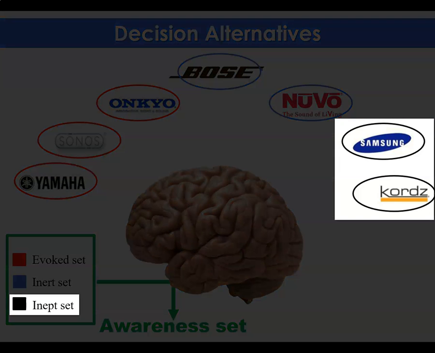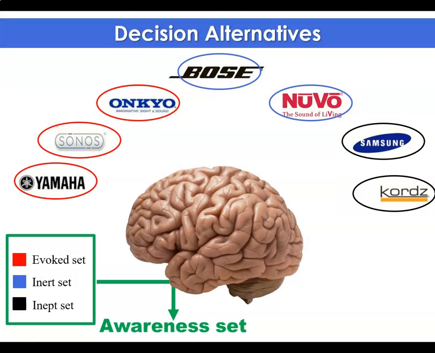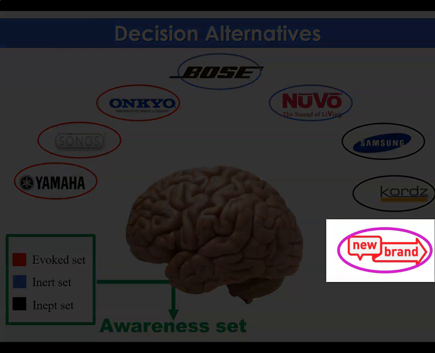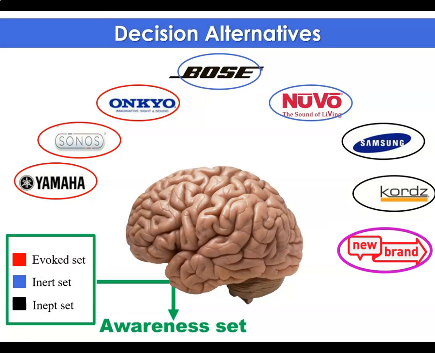The brands circled in black are a marketer's nightmare. They are known as the inept set. Inept is a danger zone for marketers. These are brands a consumer would actively try to stay away from and would never consider. What is the implication then for a new brand that's entered the market? Are they in a consumer's awareness set at all?